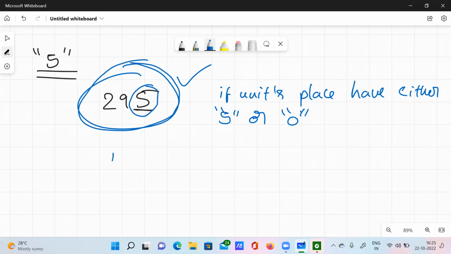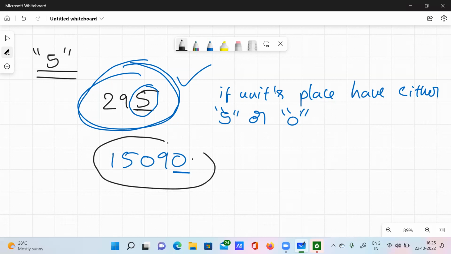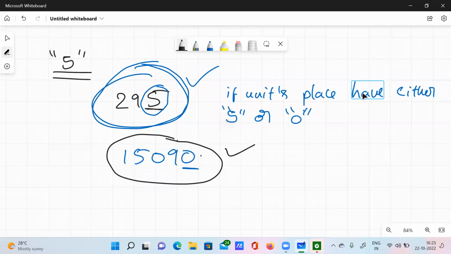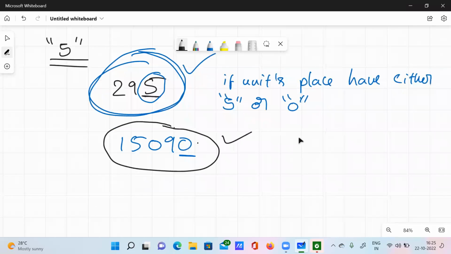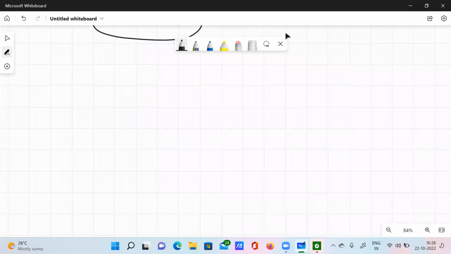For example, I have another number like 15090. I want to know whether this particular number is actually getting divisible by 5 or not. You just need to look at the units place, that is 0. So you can confidently say that this particular number is also getting divisible by 5. Okay, this is the divisibility rule of 5 here. Okay, so let's move on to the next one.